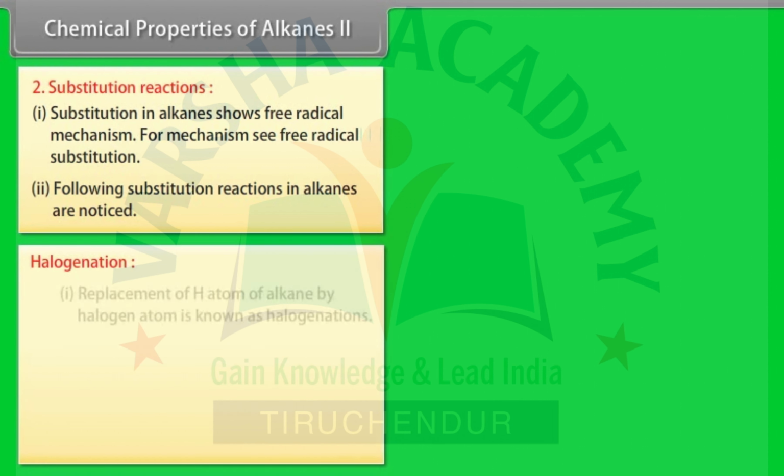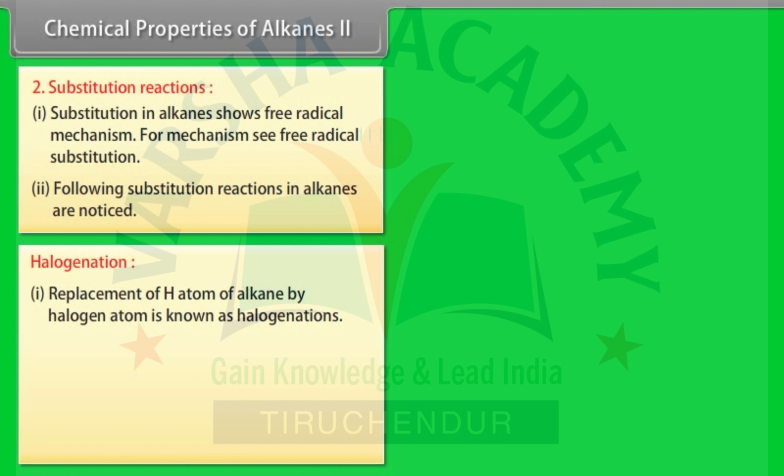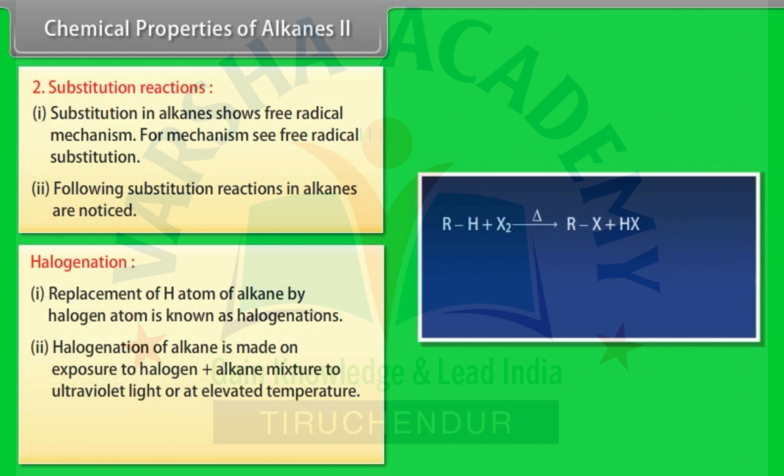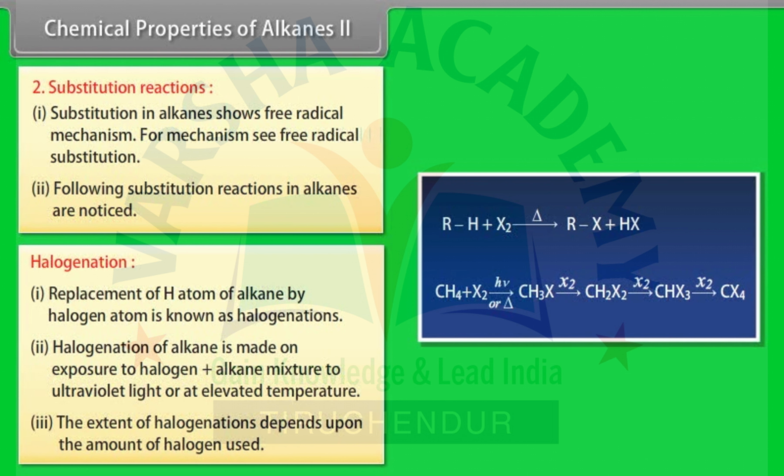Halogenation. Number 1. Replacement of a hydrogen atom of an alkane by a halogen atom is known as halogenation. Number 2. Halogenation of alkanes is made by exposing a halogen plus alkane mixture to ultraviolet light or elevated temperature. Number 3. The extent of halogenation depends upon the amount of halogen used.